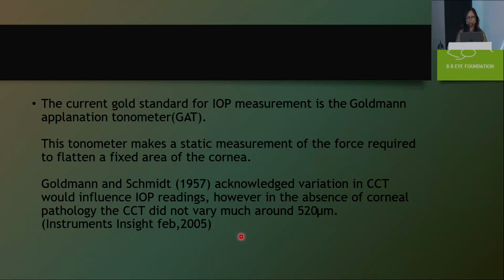Goldmann and Schmidt acknowledged that a variation of the central corneal thickness would influence the IOP readings, and we were using the Goldmann tonometer for about 50 years. After that, we started correcting it for the central corneal thickness, and the Goldmann and Smith algorithm centers around 520 microns. That is the corneal thickness at which the tonometer needs no correction. Otherwise, you'd have to correct it either way.